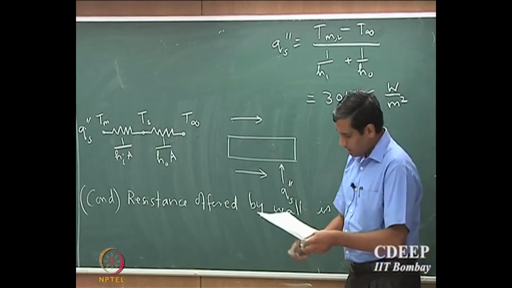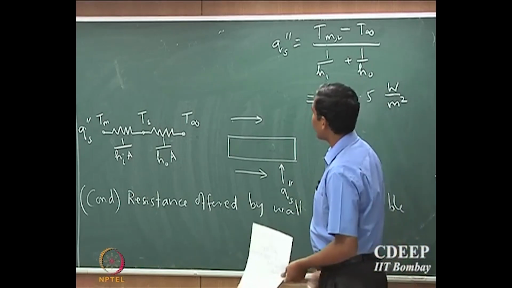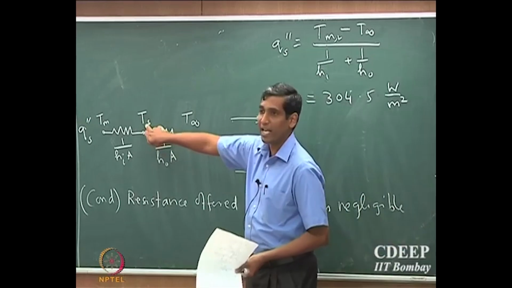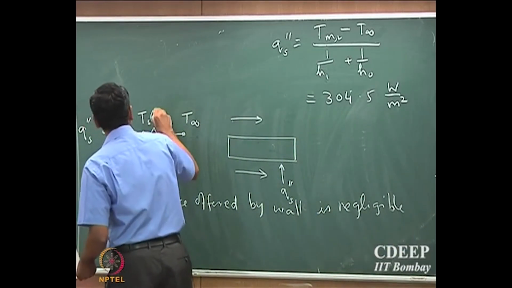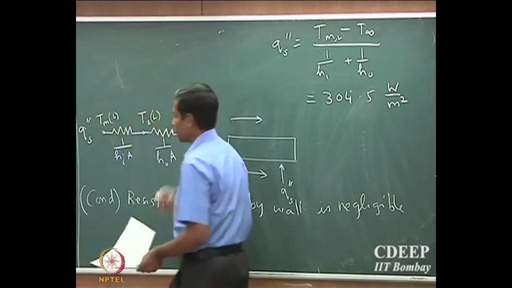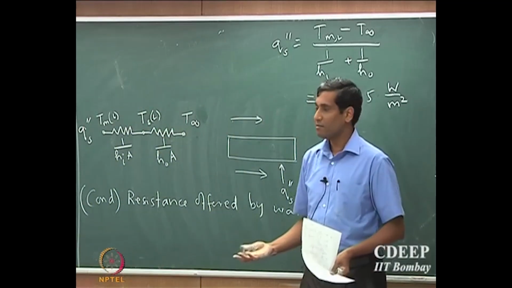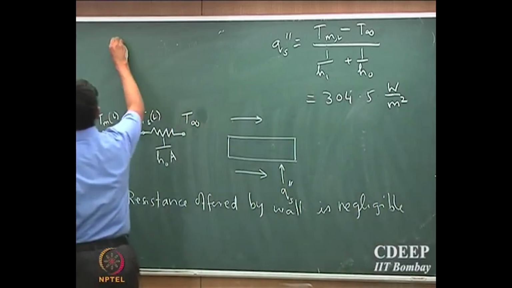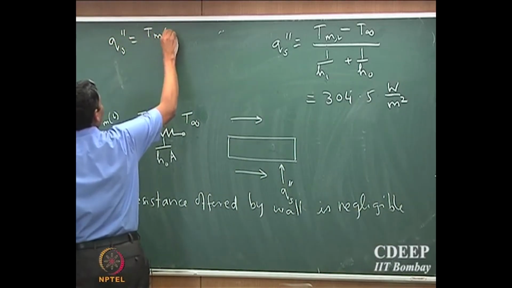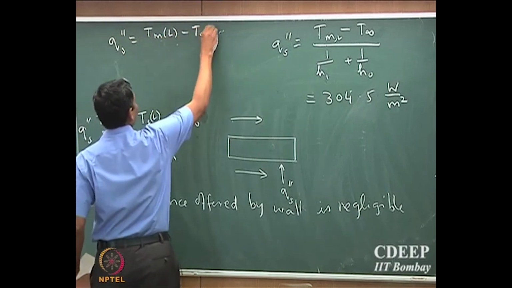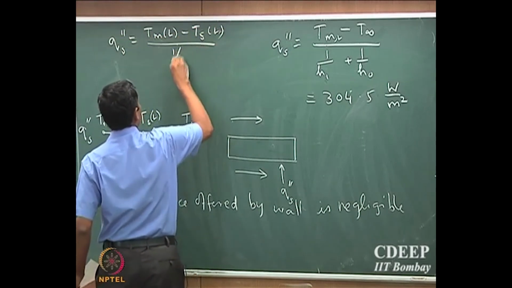How do I find the next question is I need to find the temperature at the boundary. I need to find Ts. Okay. So, I need to find Ts at L. How do we do that? Yeah, so same flux. So, Qs double prime is also equal to T_m,L minus T_s,L divided by 1 by h_i.